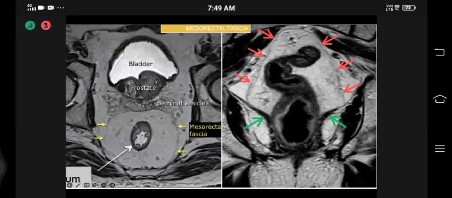If the tumor is away from the TME plane, you can do a total mesorectal excision. The same thing on the coronal view: this is the mesorectal fascia, which comes down and thins down and fuses at the levator ani.